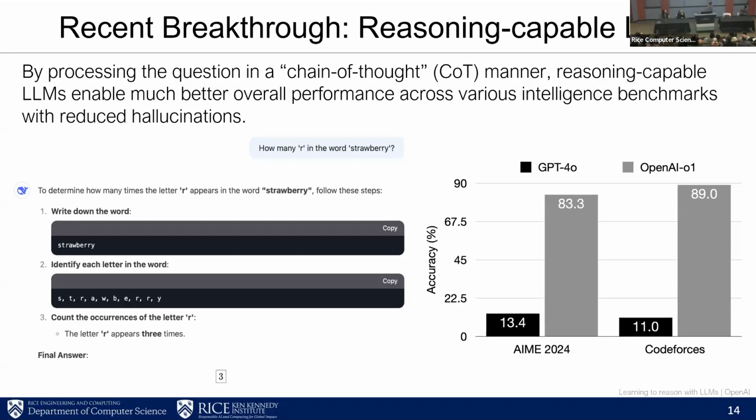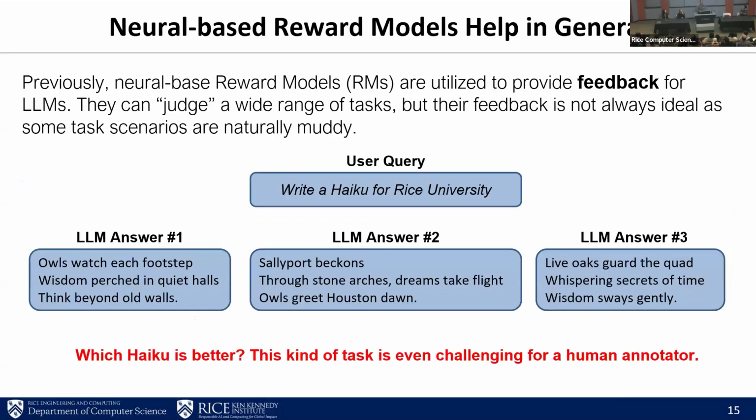And as we can see from the right-hand side, by comparing the GPT-4o model, which is considered a general language model released by OpenAI, with the O1 model, which is a reasoning-capable model, it achieved much better performance than the general large language model on these 2 representative tasks, in mathematics and coding. And there are 2 popular ways of doing this. The first way is a neural-based reward model for achieving reinforcement learning performances.